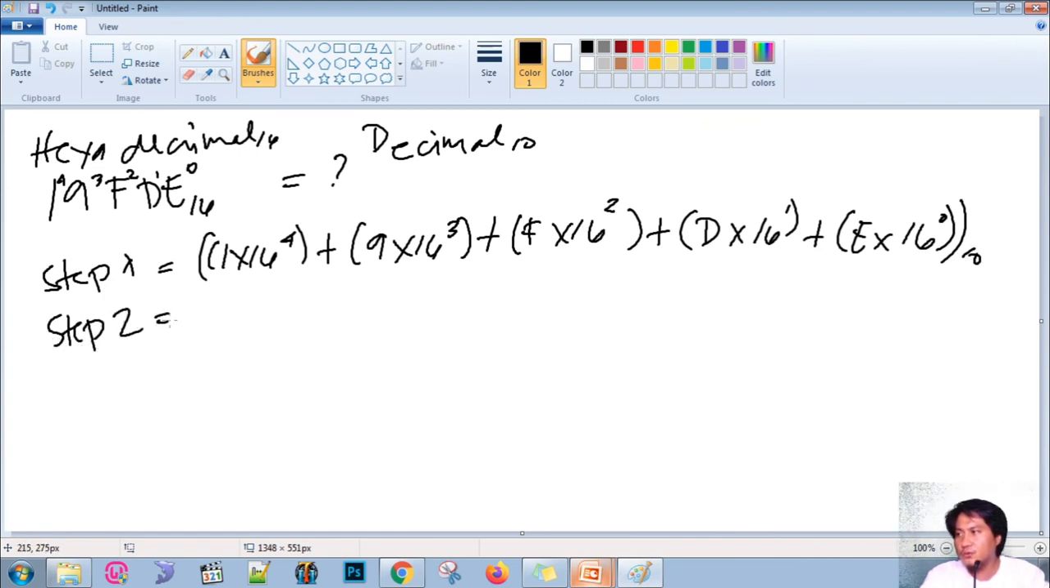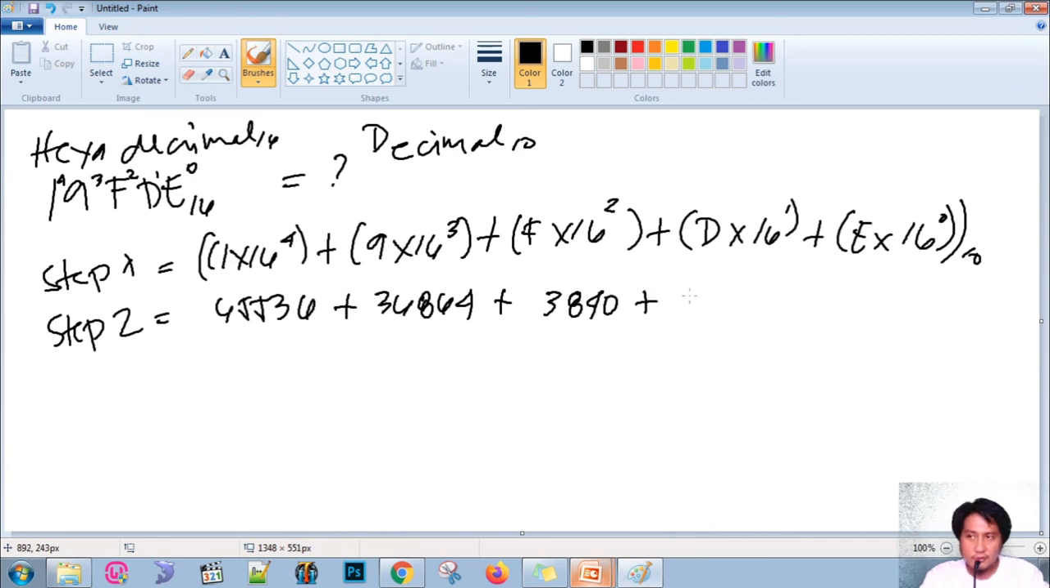Step 2. Just like the previous computation, we need to multiply the number by its power. The first one is 16 to the power of 4, so that is 65536. Then plus 36864, and then plus 3840, and then plus 208, and then the last one is 14.